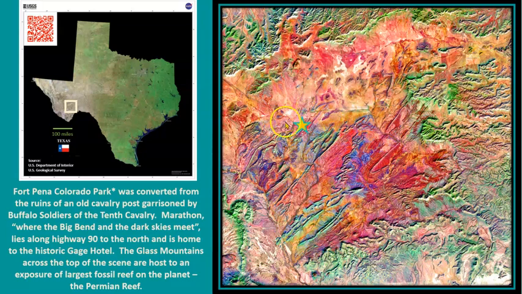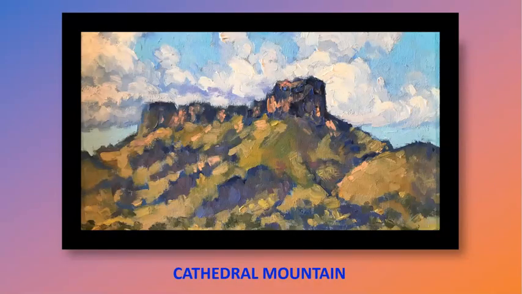Fort Pena Colorado Park, south of the town of Marathon on Highway 90, hosts the ruins of an old cavalry post garrisoned by buffalo soldiers of the 10th Cavalry after the Civil War. The Glass Mountains to the north of Marathon, across the top of the scene, are host to an exposure of the largest fossil reef system on the planet, the Permian Reef. Cathedral Mountain is an erosional remnant of the reef within the Glass Mountains, north of the town of Marathon.